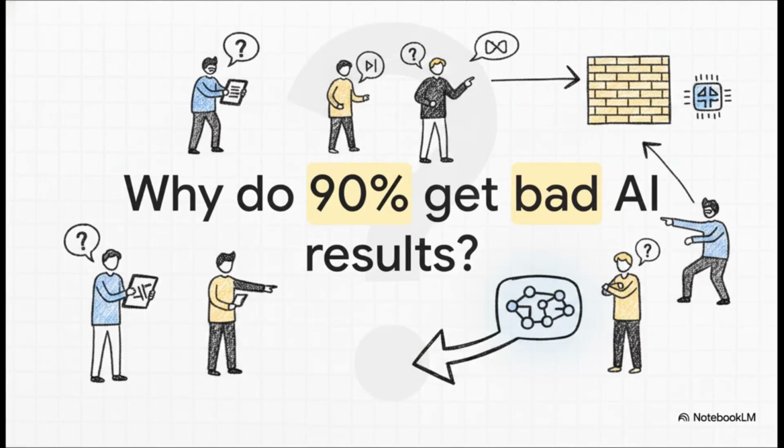So we've got to start by addressing a massive frustration. Have you ever wondered why 90% of people type instructions into an AI and just get these completely bland, super generic, totally unhelpful responses back? It honestly feels like talking to a brick wall sometimes, right? Well, it turns out, and the source material makes a really surprising point here, the problem actually isn't the AI. The problem is how we're talking to it.